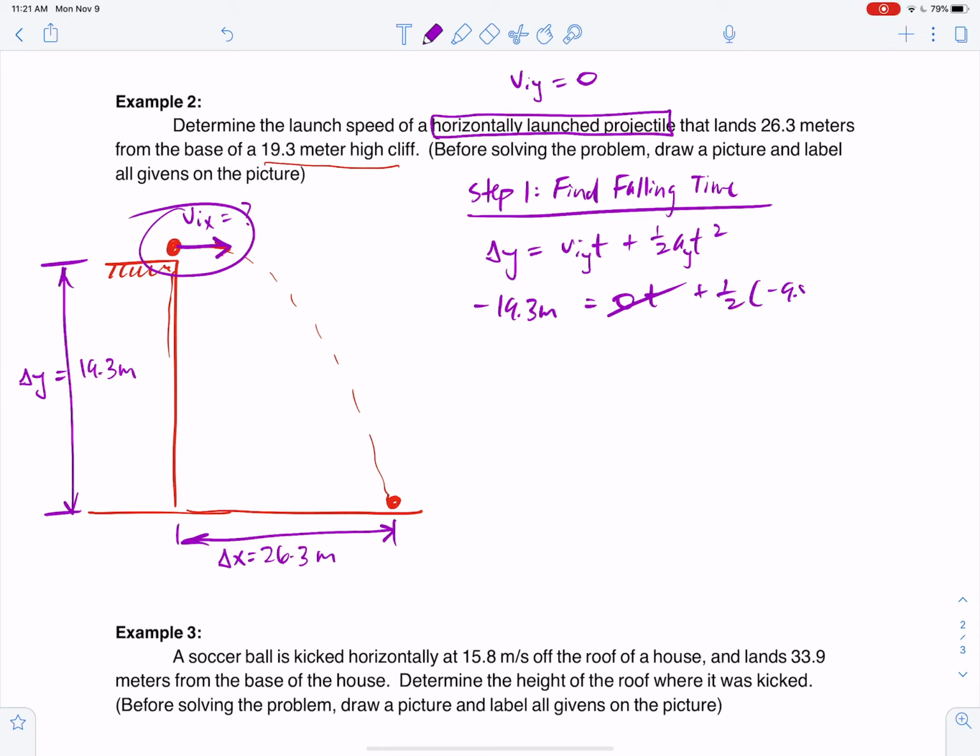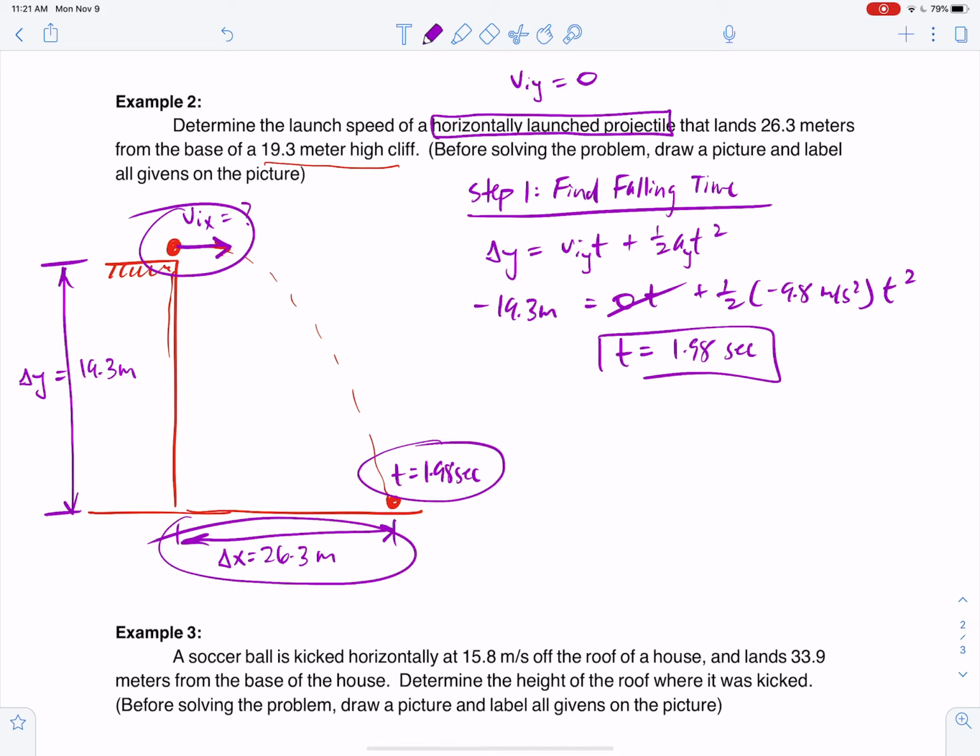Plus the acceleration in the vertical direction multiplied by the time squared, okay? So the right side simplifies to negative 4.9 t squared. Divide both sides by negative 4.9, take the square root, and you get that the falling time is 1.98 seconds. Now that we know the time at this particular moment, 1.98 seconds, that's when it hits the ground, we can figure out how fast it must have been launched outwards so that it travels this distance in this amount of time.